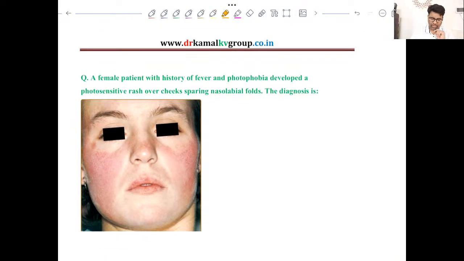Now a female patient, there is fever, photophobia, and then there is a photosensitive rash over the cheeks, sparing the nasolabial folds. So I think it is a classical case. I think all of you can clearly see. Now this is the nasolabial fold, right? If you can see here, this is the nasolabial fold.